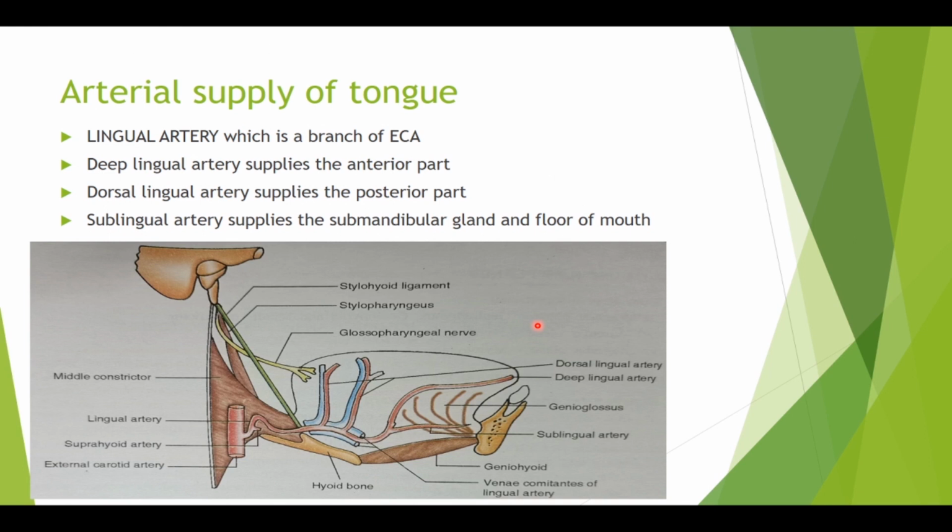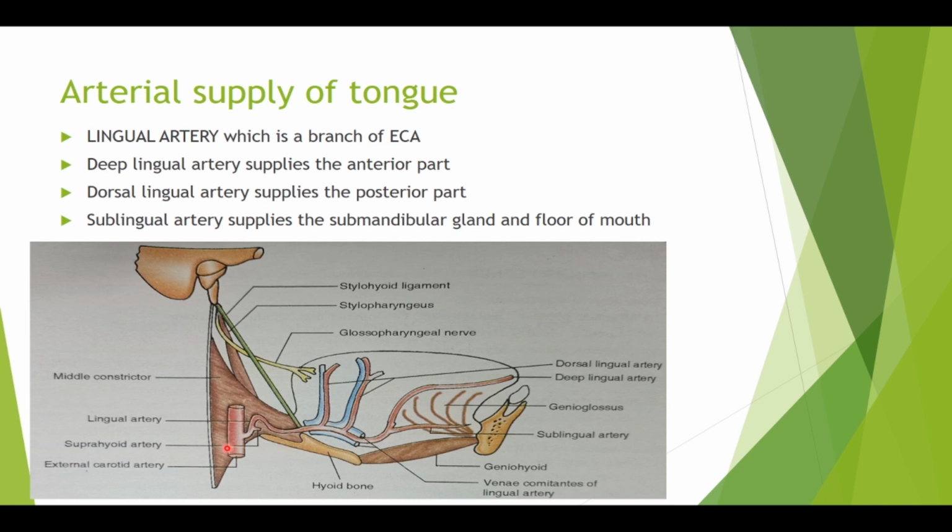Now, coming to the arterial supply of the tongue. Lingual artery is the main artery which supplies the tongue with its branches. Now, lingual artery is itself a branch of the external carotid artery. As you can see in this diagram, this is again a line diagram so that you can easily reproduce it while doing your exams. And it is easy to remember also.